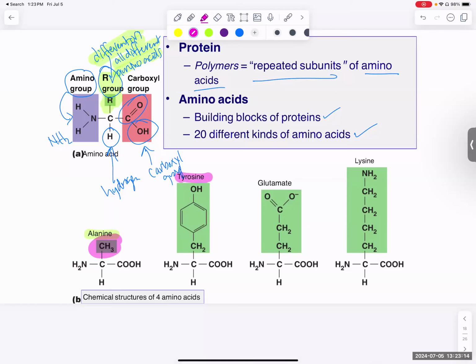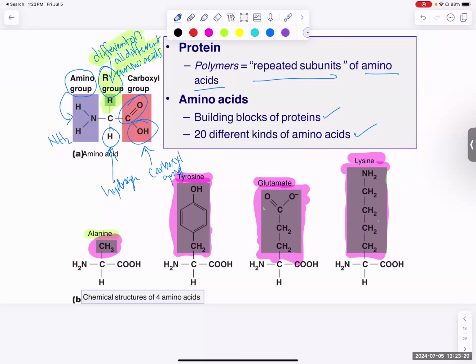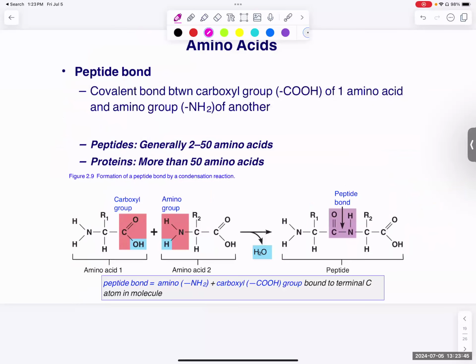If we look at tyrosine, it's this R group here, glutamate, this R group here, lysine. As you can see, these are very different R groups. So these are the R groups. They're also known as the functional group. And they are going to make each one of those amino acids behave differently when bonded next to one another.